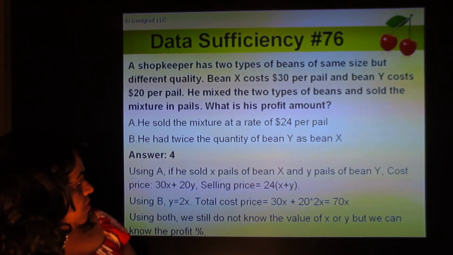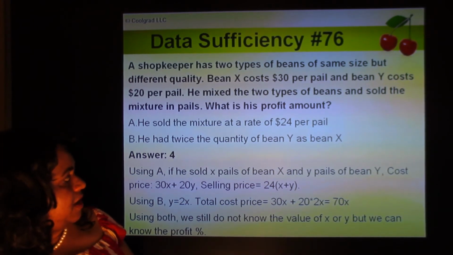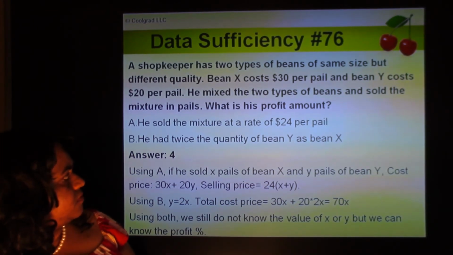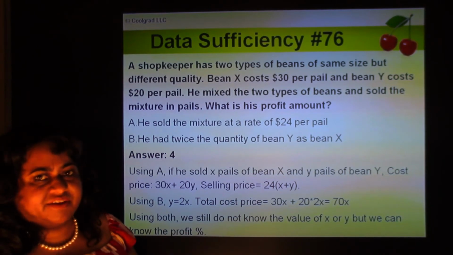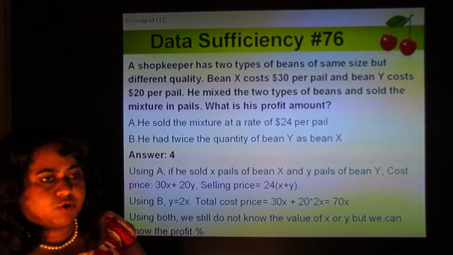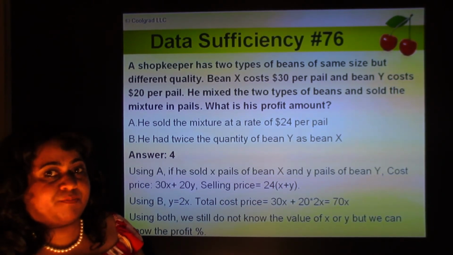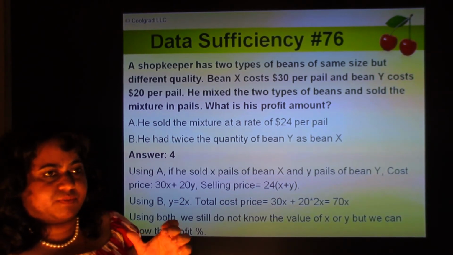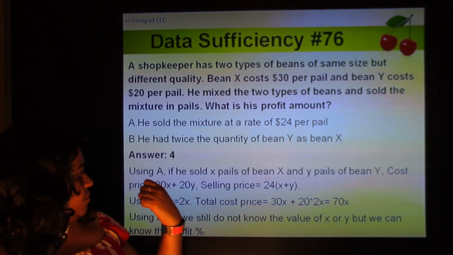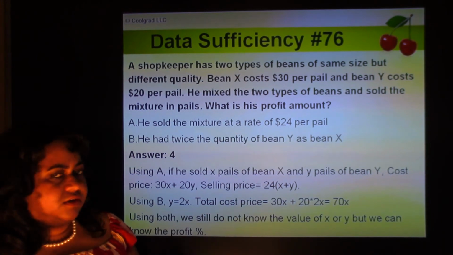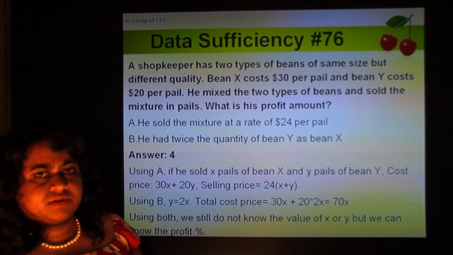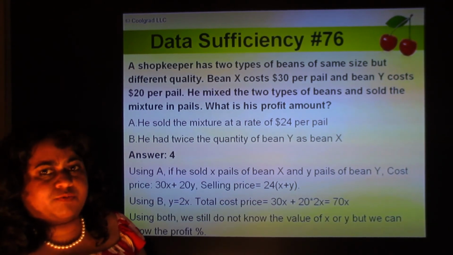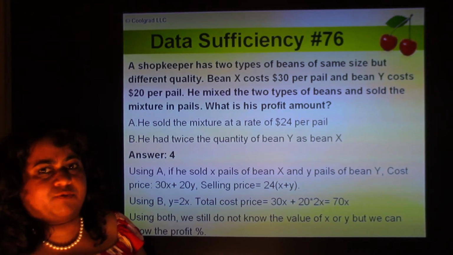So what is the profit amount? We don't know x or y, right? So we don't know the exact profit amount. If they had asked for the profit percentage, we know the profit amount is 2x and the cost price is 70x. So profit percentage would be 2x divided by 70x times 100. So that would be 100 by 35. That would be the profit percentage.